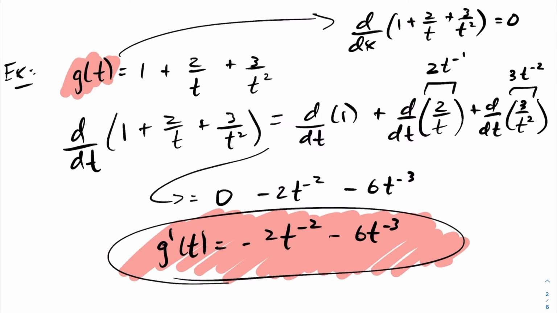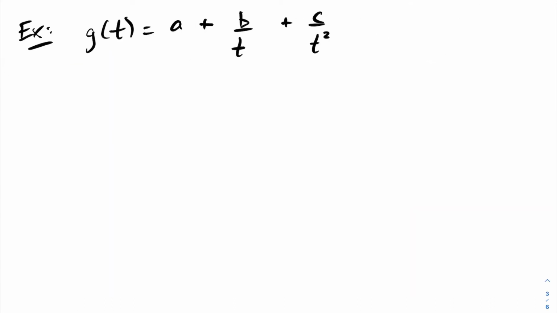All right, let's look at another. For our next example, we want to take the derivative of the following function. Let's use Leibniz notation here. Again, if you need a refresher on Leibniz notation, I'll link it in the top right-hand corner. Essentially, we want to take the derivative of our function g with respect to t.